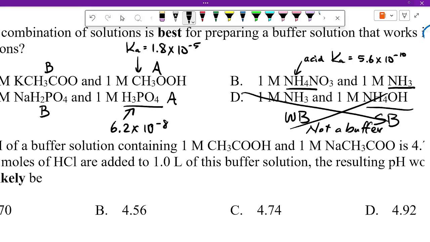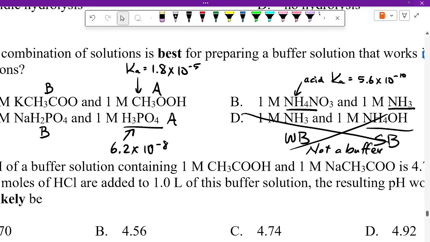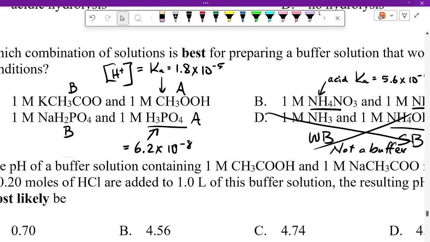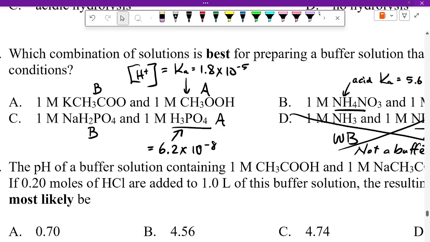Okay. Now, what do you remember about buffers and the concentration of hydrogen ion in the buffer? Assuming it's equimolar, H plus equals Ka for a buffer, because they have the same moles. Now, if we changed it to 0.8 and 1, it would be a little bit different, but not that much different. It'll be close. So it really doesn't matter that they're exactly equimolar.